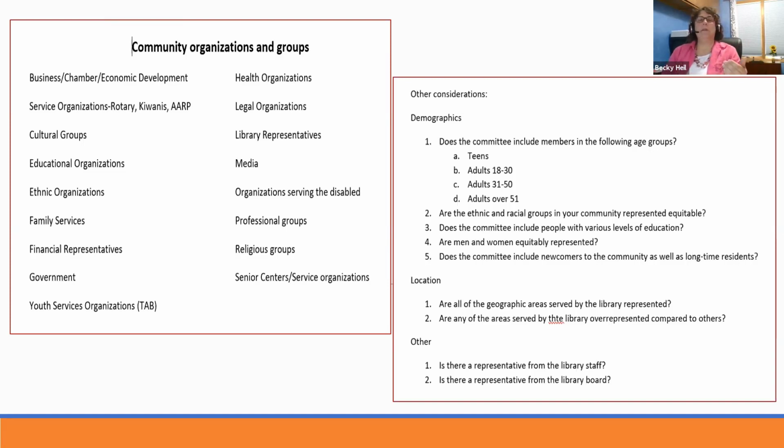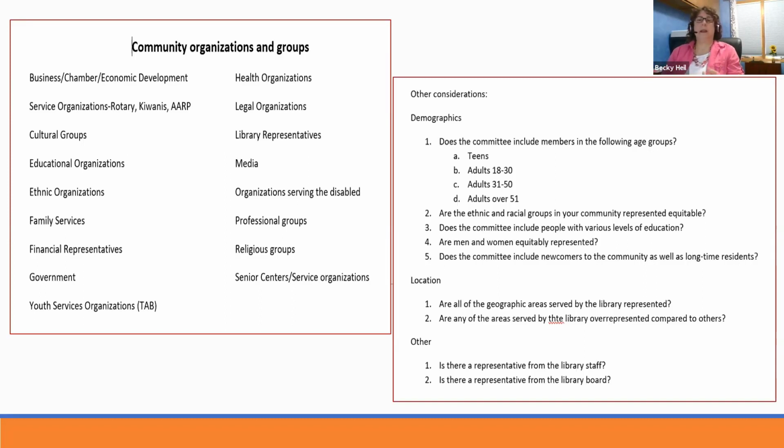So when I work with either a library director or a library board to think about who do we want to invite, I go back to that very first question. What is it that you want to know? And that will help you identify who you need to invite then. The other side of the screen where we talk about some of the other considerations, these are fairly obvious ones. They're mostly demographic. Make sure you get all the age groups represented, men and women, newcomers to the community versus people who've been there a long time. Again, these are for if you're trying to get a real good feel of your community as a whole.